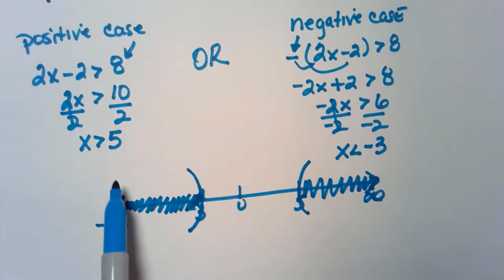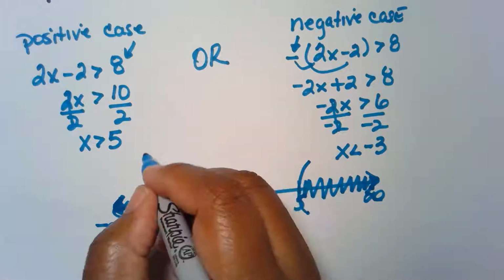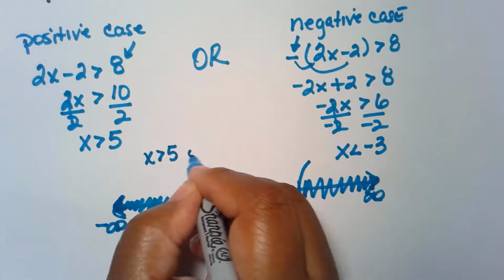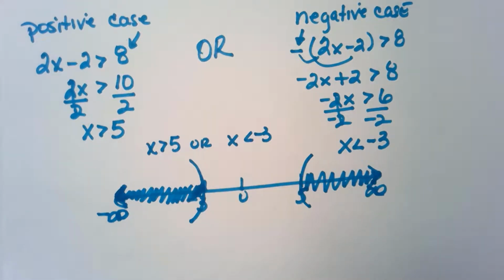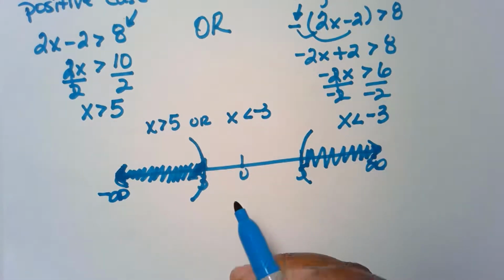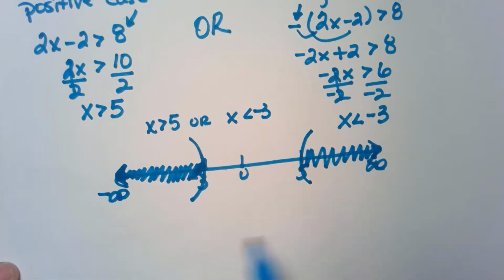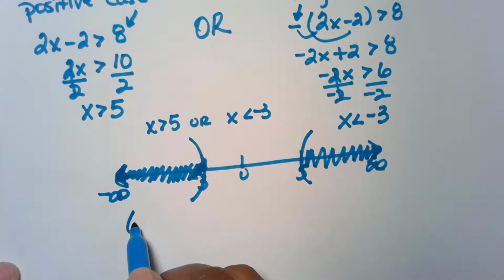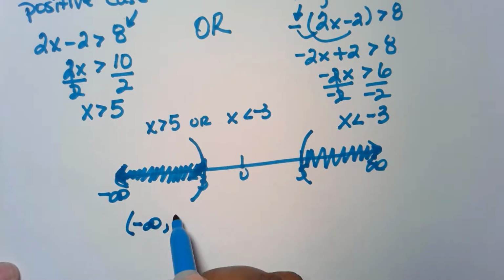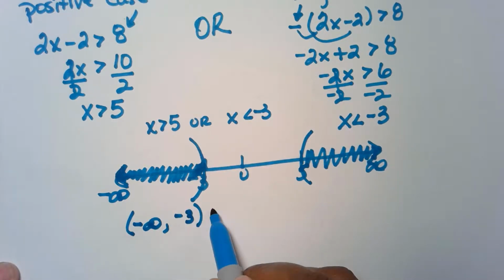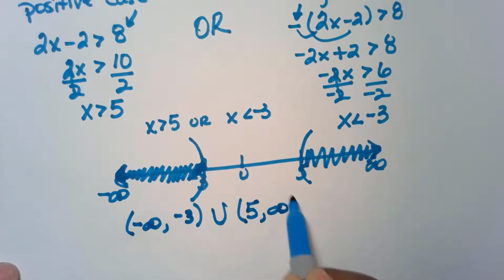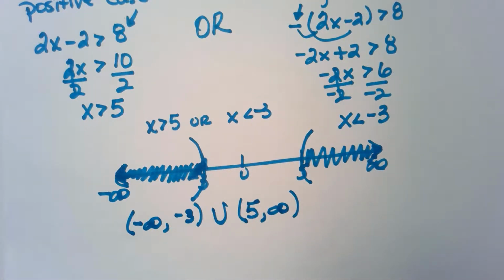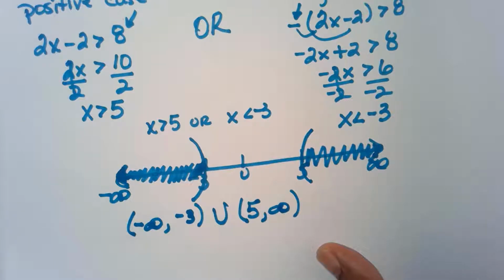So here is our solution. Here's our graph. Now our interval notation. Read from your graph from left to right. So here we go: open parenthesis, negative infinity, comma, negative 3, close parenthesis, union, open parenthesis, 5, comma, positive infinity, close parenthesis. And there we go. Next example.